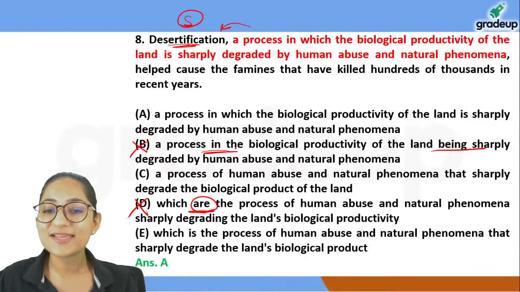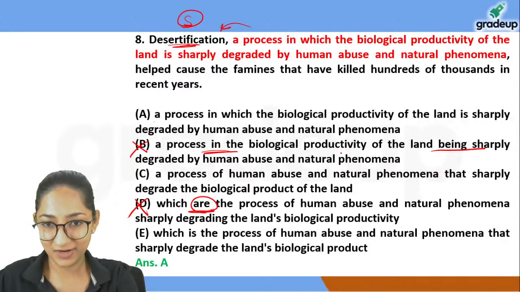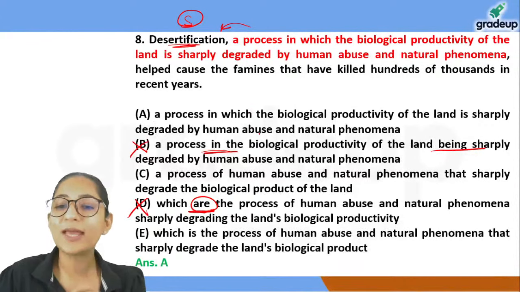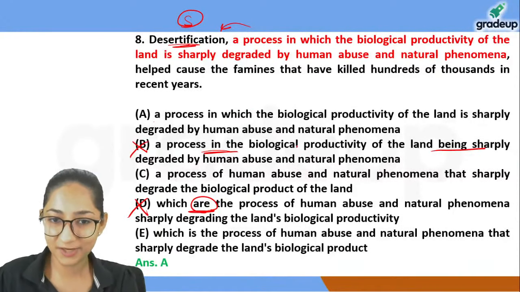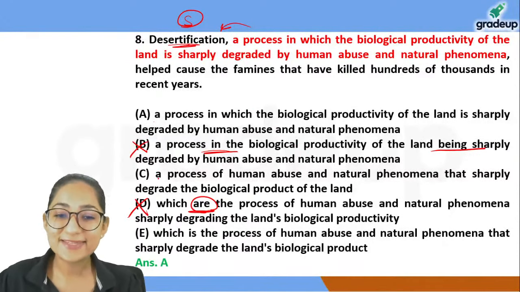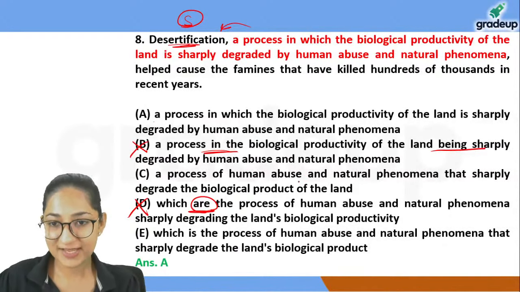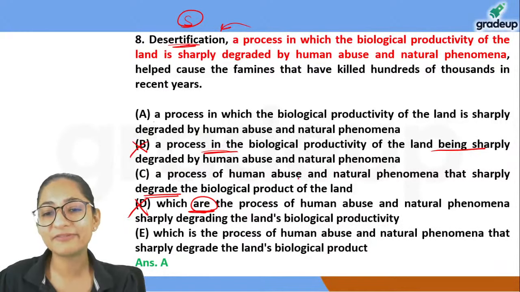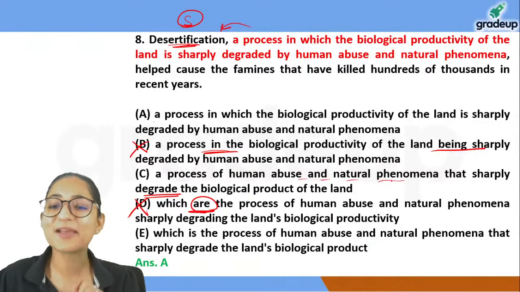You can't say process in biological productivity. This is not a process in a biological productivity. It's not desertification. If you read the entire thing, you will know that it's not a process in biological productivity. Okay. Then C says a process of human abuse and natural phenomena. Process of natural phenomena. Okay. That sharply degrade.